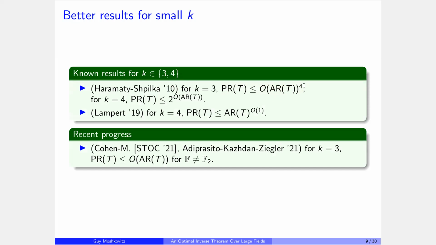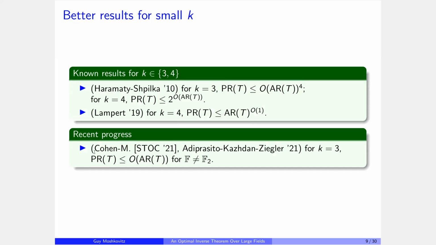Partition rank is at most analytic rank to the 4th power. But this is only for 3 tensors. For 4 tensors, more recently, we also have a polynomial bound. But what happens for general k? This is a much more complicated question.